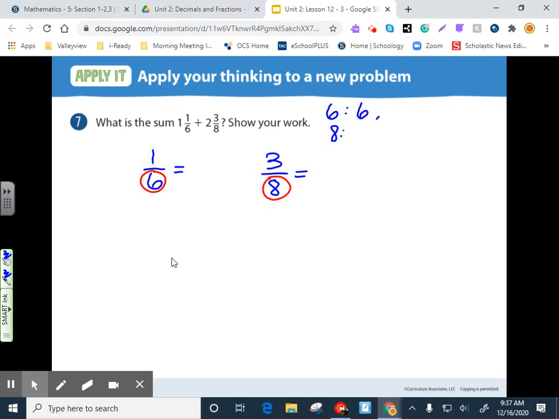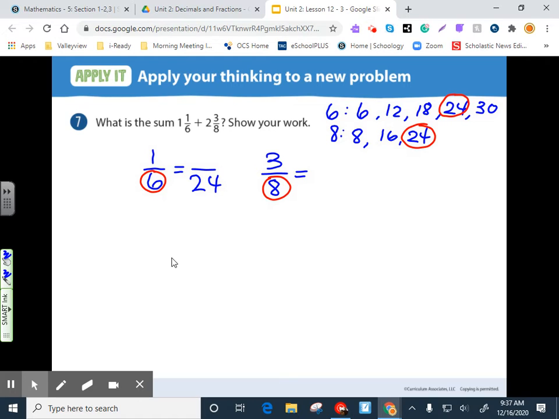So that would be 6, 12, 18, 24, 30. And then 8 is 8, 16, 24. And I'm going to stop right there because I've already made a match of 24. Okay. So now we know our common denominator. So let's put 24 here.